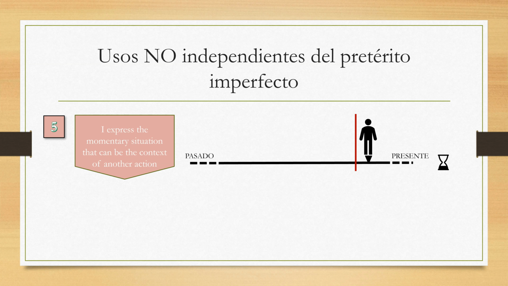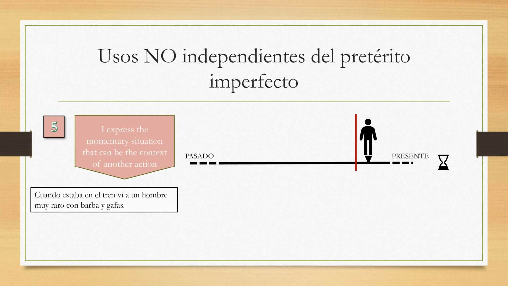I express the momentary situation that can be the context of another action. This sounds a little bit complicated, but let's take a look at the examples and see how we can actually understand it quite clearly. Cuando estaba en el tren, vi a un hombre muy raro con barba y gafas. When I was in the train, I saw a man that was very weird and had a beard and glasses.